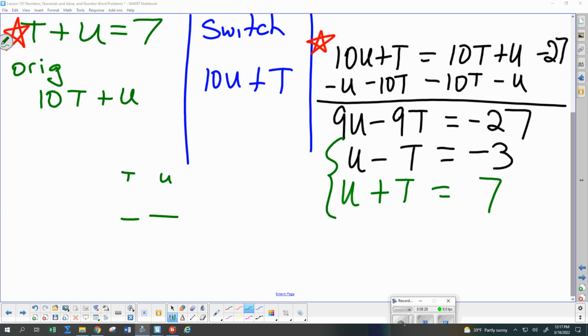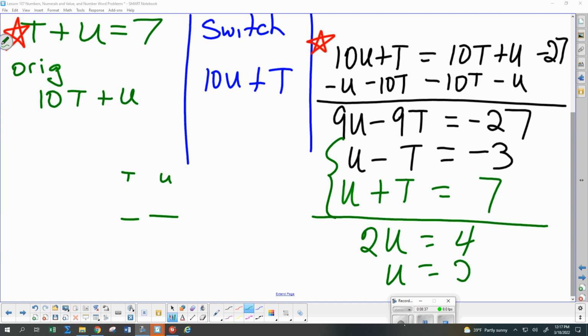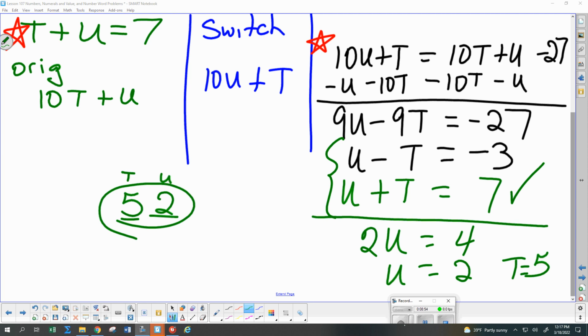So let's see if I can get the same thing you guys just said you did. From this system, the t's cancel. 2u is 4, so u is 2. That means my original units digit is a 2. I also know that u plus t is 7. So what did you say you got for t? 5. So that's the first digit. So the original number was 52. Anybody with a question on that one?